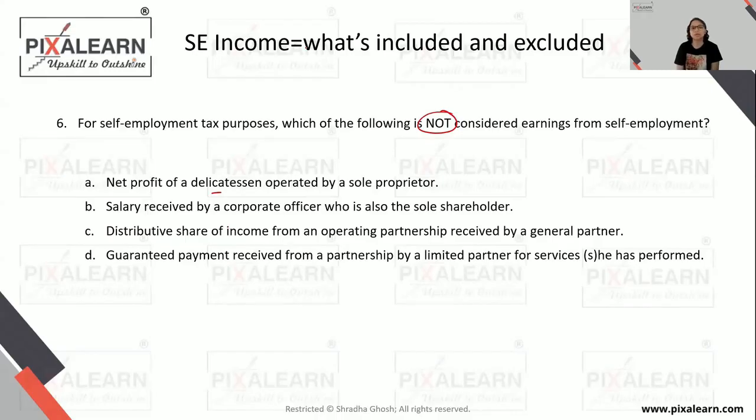Salary received. This is easy now, right? Any kind of salary will never be included. Guaranteed payment will always be included. Distributive share as a general partner will always be included. Net profit will always be included. Salary will not be included.